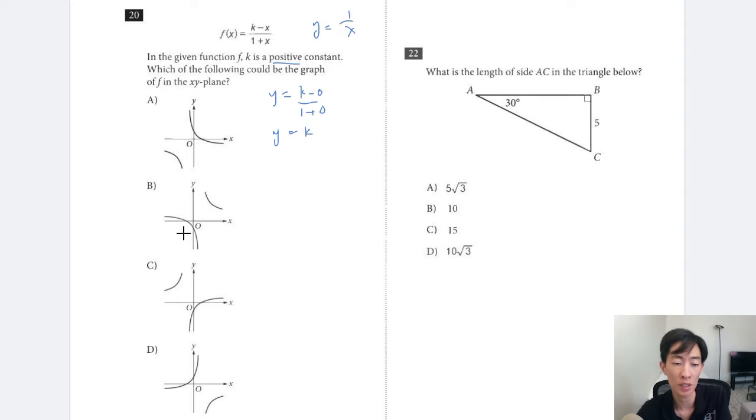So here it's negative, so we're going to reject B. C, it's also negative, so we're going to reject C. A and D both have a positive constant for the y-intercept. So we need to choose another test point. Given that we did the y-intercept there, let's do the x-intercept. So the x-intercept happens when y is equal to 0.